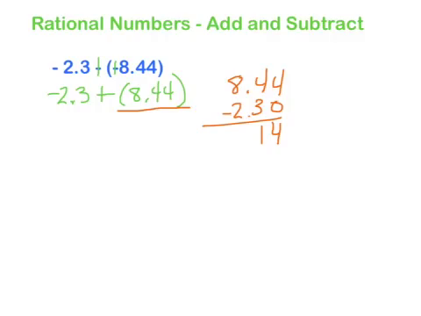Subtract down, 6.14. And we know that we need to look back up, and we have more positives than negatives, so it's going to be a positive 6.14, 6 and 14/100.